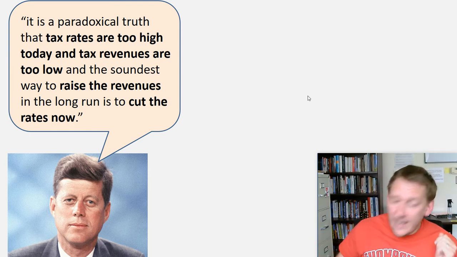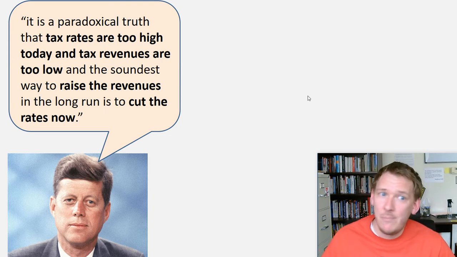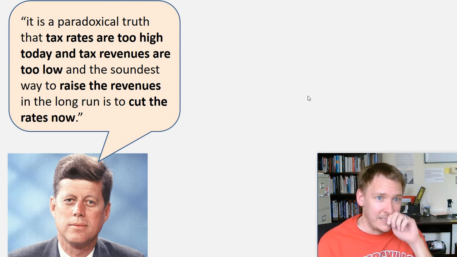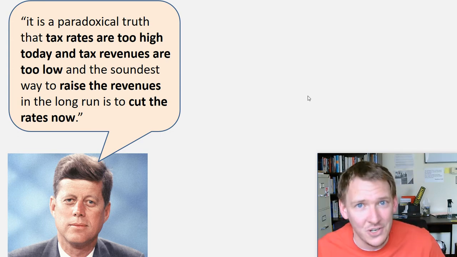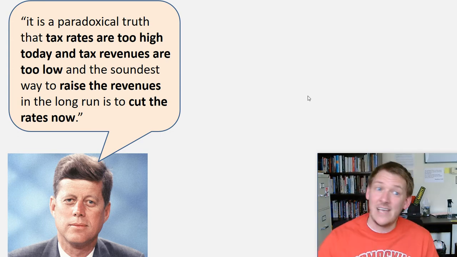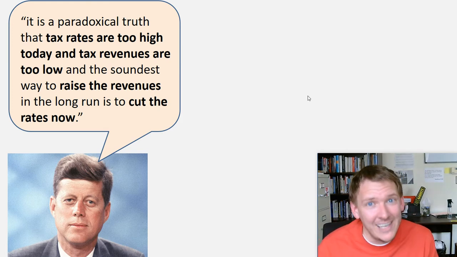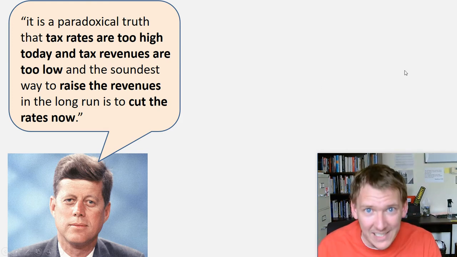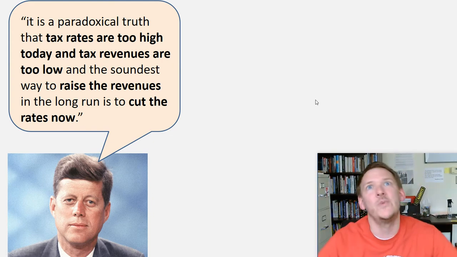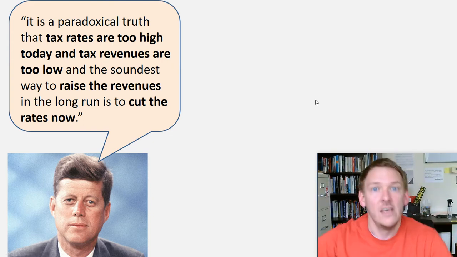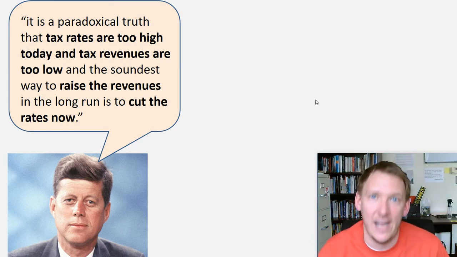So, Kennedy gets it. Kennedy absolutely gets it. It is a paradoxical truth that tax rates are too high today and the tax revenues are too low. And the soundest way to raise revenues in the long run is to cut the rates. He gets it. It sounds weird, right? We raise taxes and we'll get more. But no, because when you raise taxes, the money gets hidden. If you lower the taxes, the money comes out and you can actually get your hands on it.